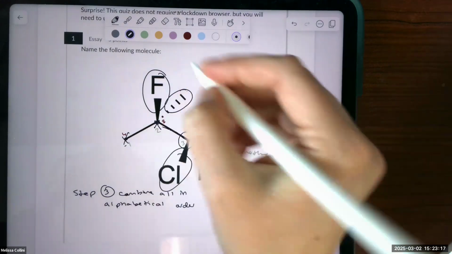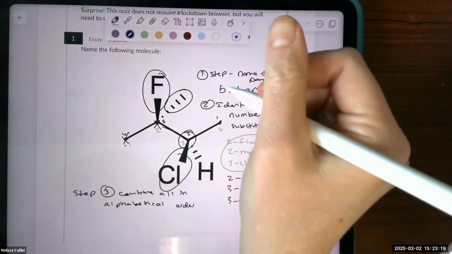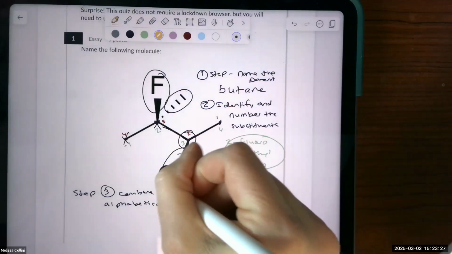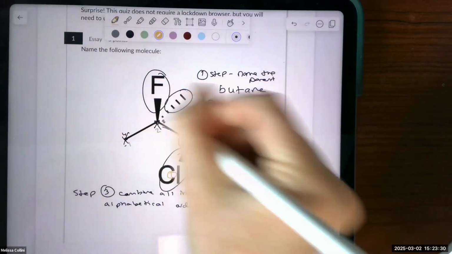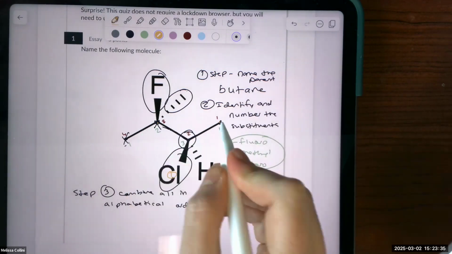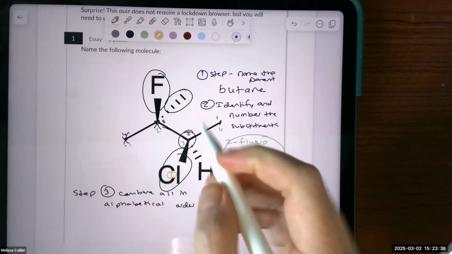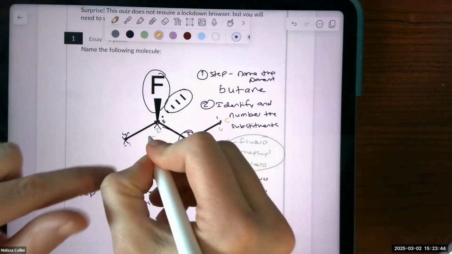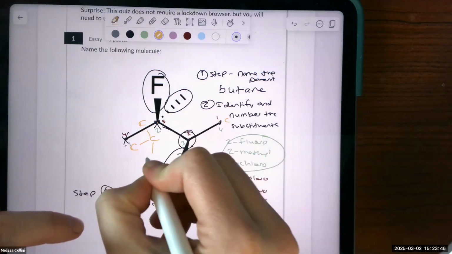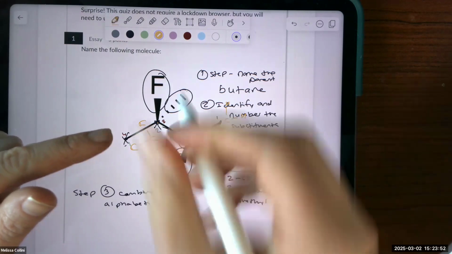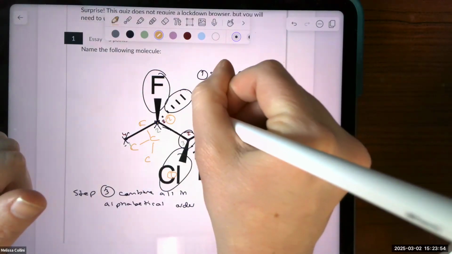So we have to consider if this is R or S. The first thing you do is you assign highest priority, and this is based on weight. So chlorine is heavier than carbon. These 2 carbons, though, they're both carbon. So between them, you would compete between second and third position. Both of these are carbons, but then you look at what these carbons are attached to. This carbon has a fluorine and 2 other carbons, whereas this carbon just has 3 hydrogens. So fluorine is heavier than hydrogen, so this gets position 2, and then this gets position 3.